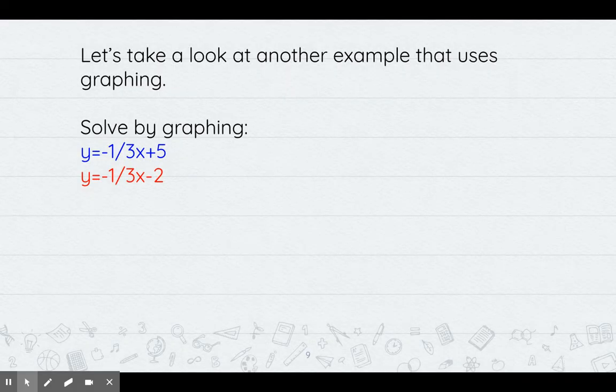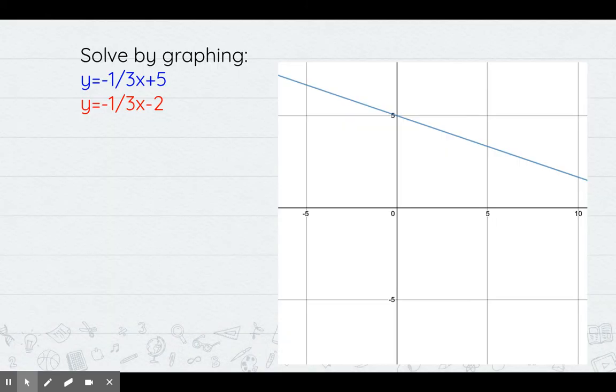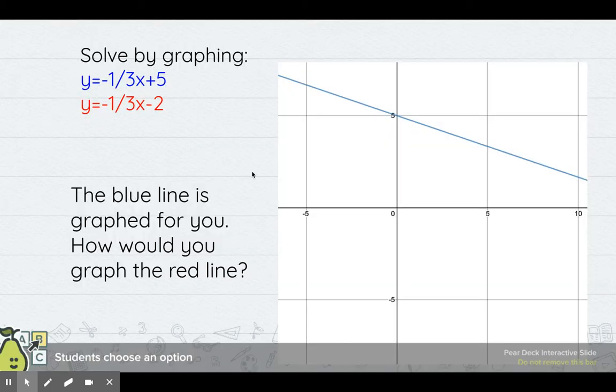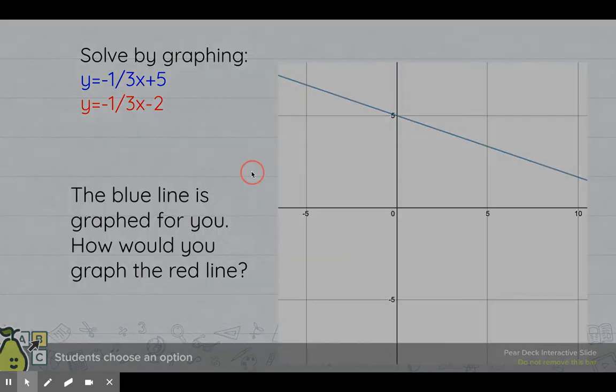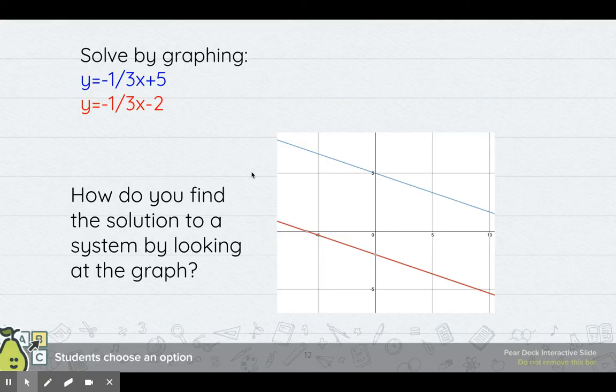Let's take a look at another example that uses graphing. We're going to solve by graphing the system with y equals negative 1/3 x plus 5 and y equals negative 1/3 x minus 2. So first we'll graph the blue line, which is here. Now, how would you graph the red line? We're going to start at negative 2, the y-intercept, and go down 1, to the right 3.